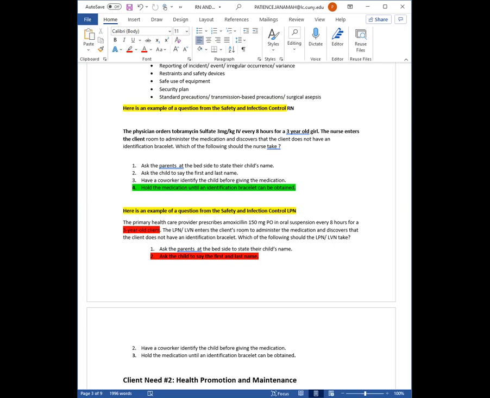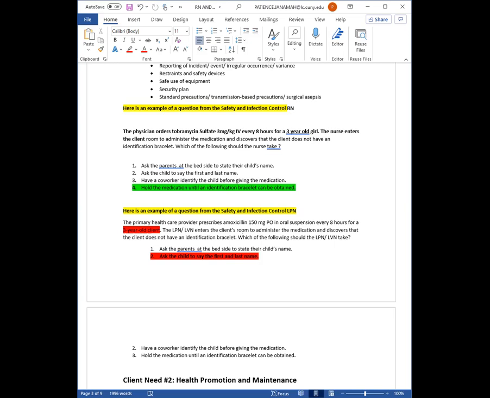Then the mother will tell you, oh, my baby's name is Gonzalez, whatever. And what's your child's date of birth? Then the mother will mention December 1, 2009. So you have the medication, all that information, you verify it under the medication order.